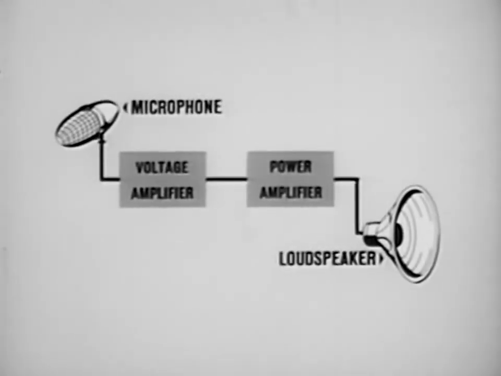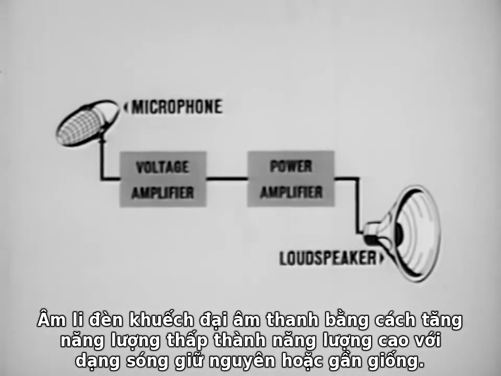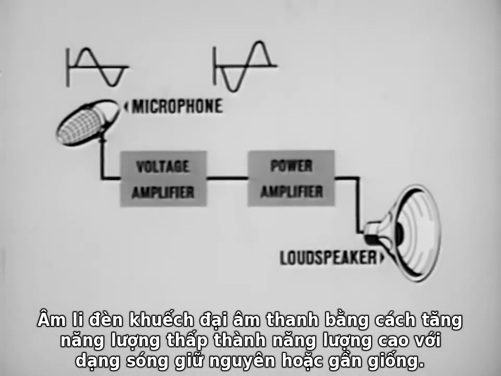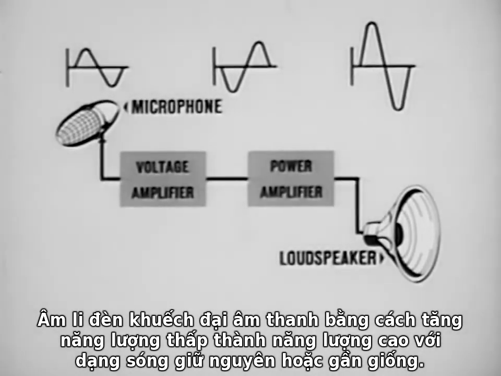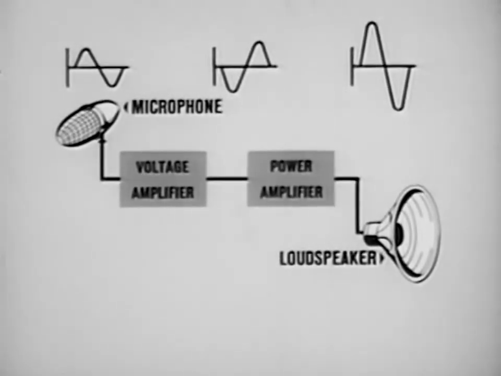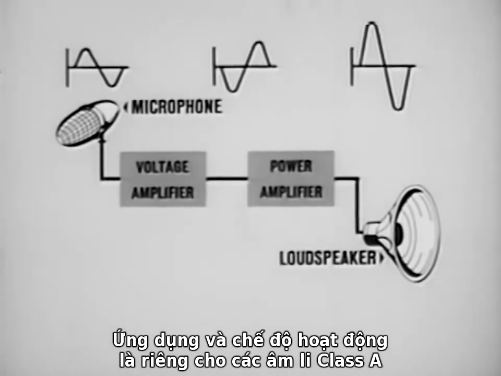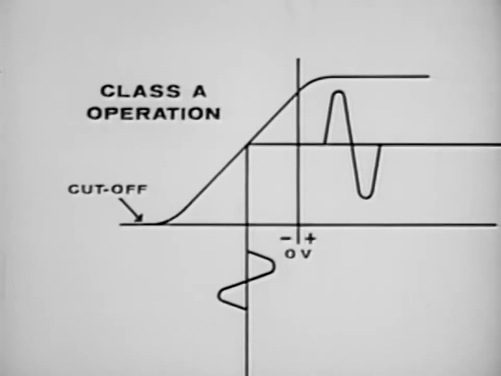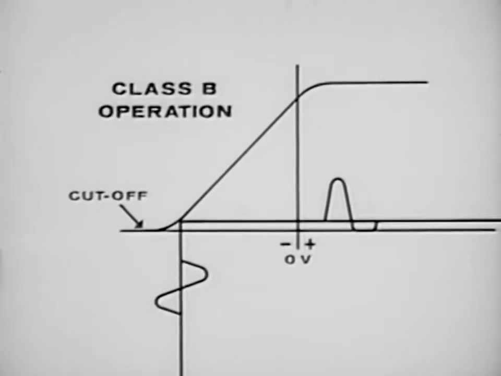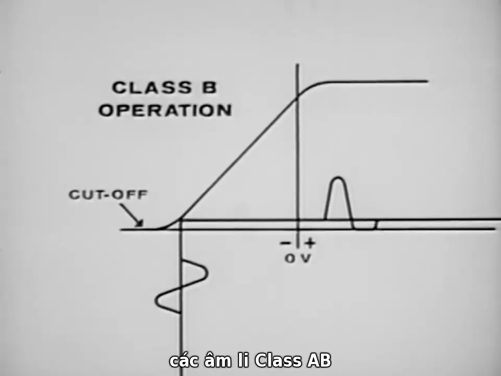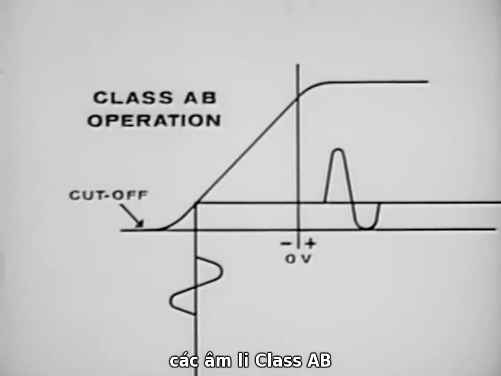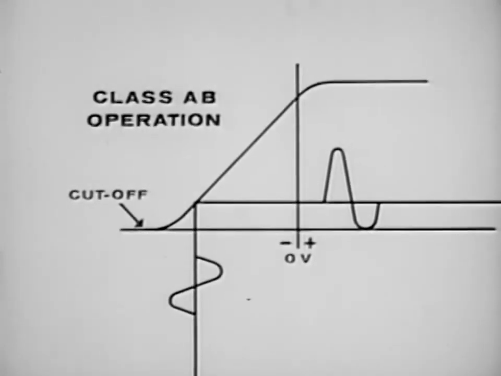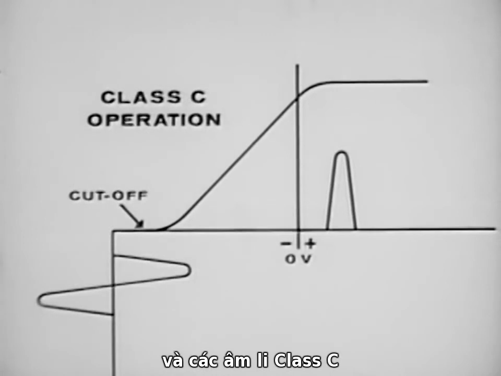To review some of the main points, a vacuum tube amplifier amplifies sound by increasing low-level energy to a higher level in an identical waveform, or as nearly identical as possible. There is a particular use and mode of operation for Class A amplifiers, Class B amplifiers, Class AB amplifiers, and Class C amplifiers.